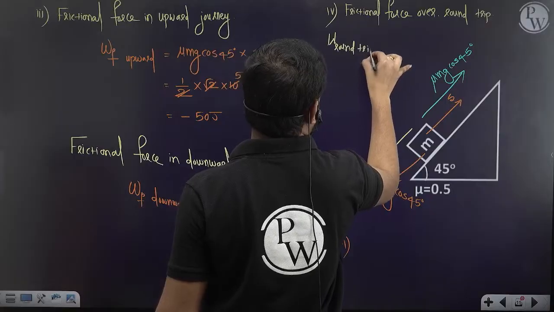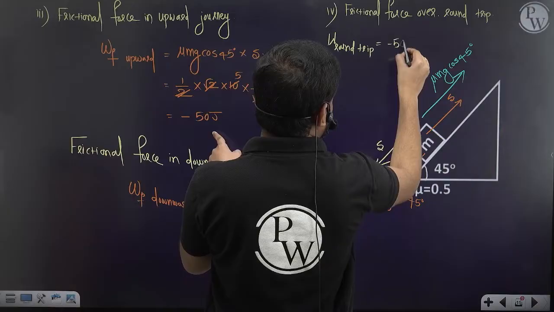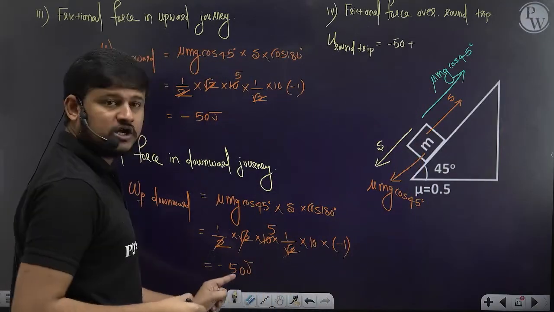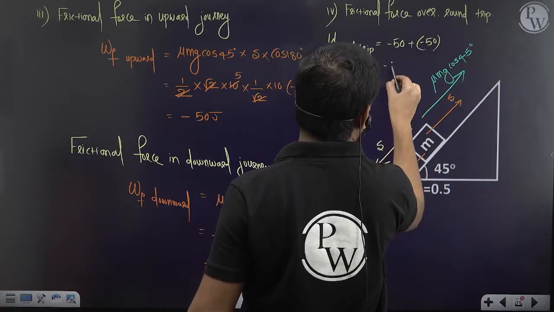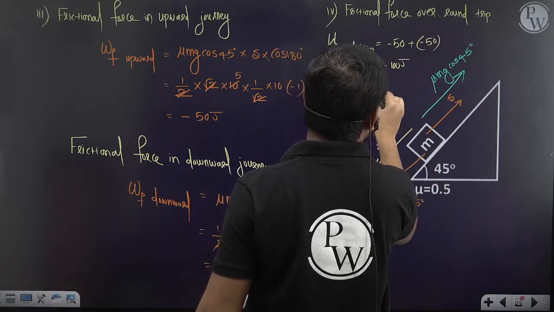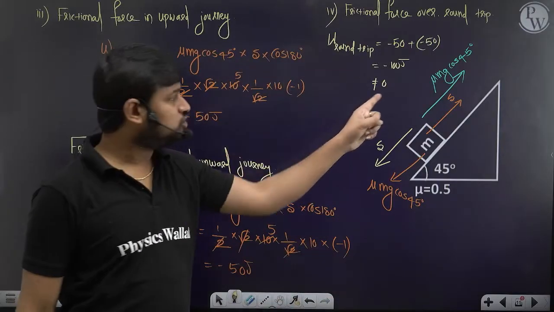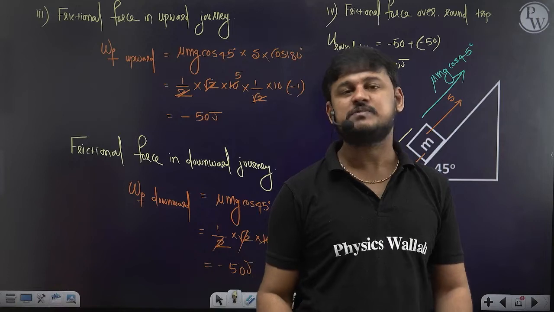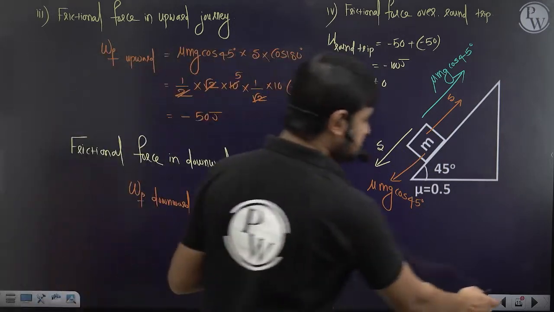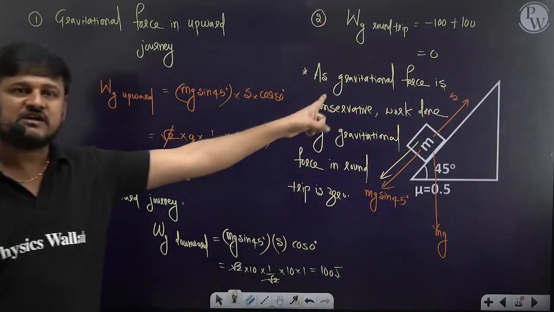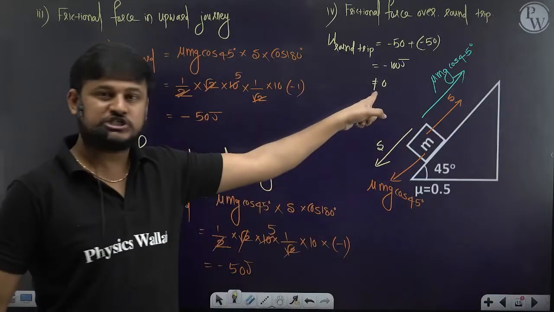will be equal to the work done by the friction in the upward journey, minus 50, plus the work done by the friction in the downward journey, which is minus 50. So minus minus, here minus 100 joules, which is not equal to 0. As the frictional force is a non-conservative force, the work done by the friction in the round trip is not 0, guys. Understanding? Whereas the gravitational force is a conservative force, so the work done by the gravitational force in the round trip is 0. But for friction, it's not 0.